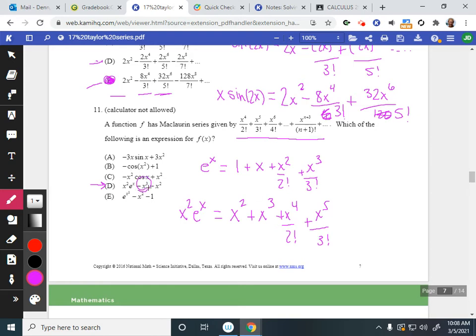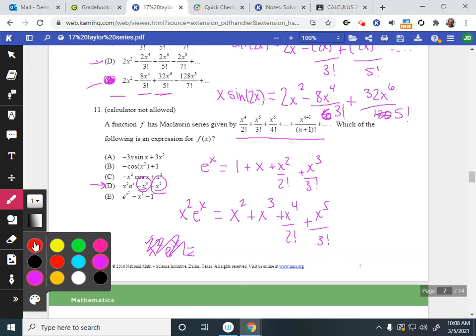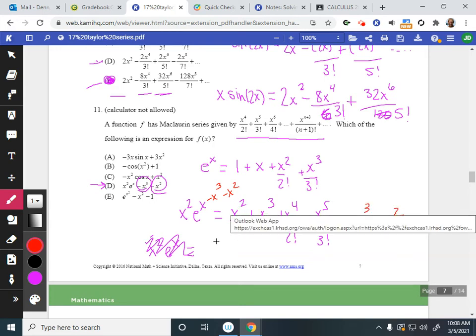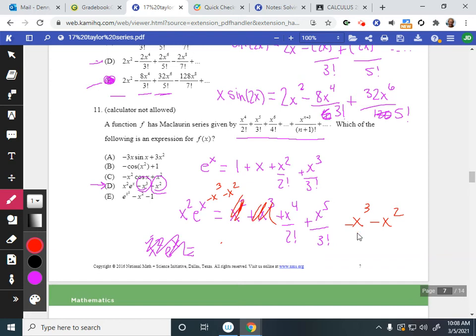And now I'm going to subtract out. I don't really feel like writing all this out, but I'm going to take this. I'm going to subtract x to the third and subtract x squared from both sides. It's going to cancel that term and that term. And I'm going to be left with this, boom, which is the answer.